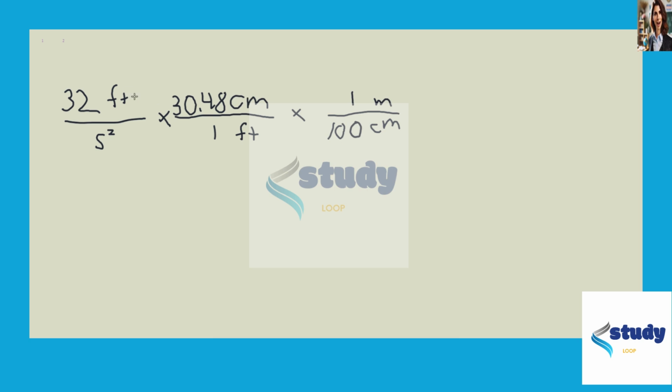So then when we go through and examine what units we're left with, we see hopefully that we did things correctly, and that the centimeters cancel out and the feet cancel out, and we're left with meters per second squared. And this turns out to be approximately 9.8 meters per second squared.